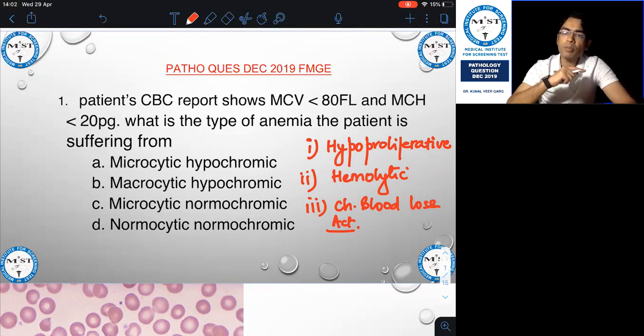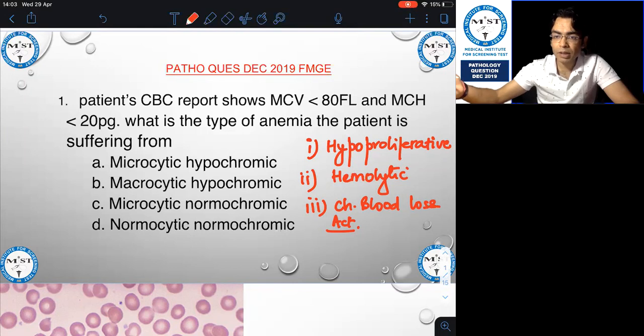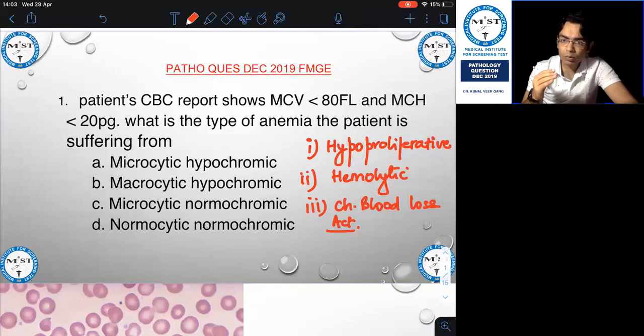So when the hematopoietic stem cell inside the bone marrow is dividing slowly, therefore the final product, that is an RBC in the blood, is coming less. So the RBC mass will be low. If the RBC mass is low, obviously it will be called anemia.